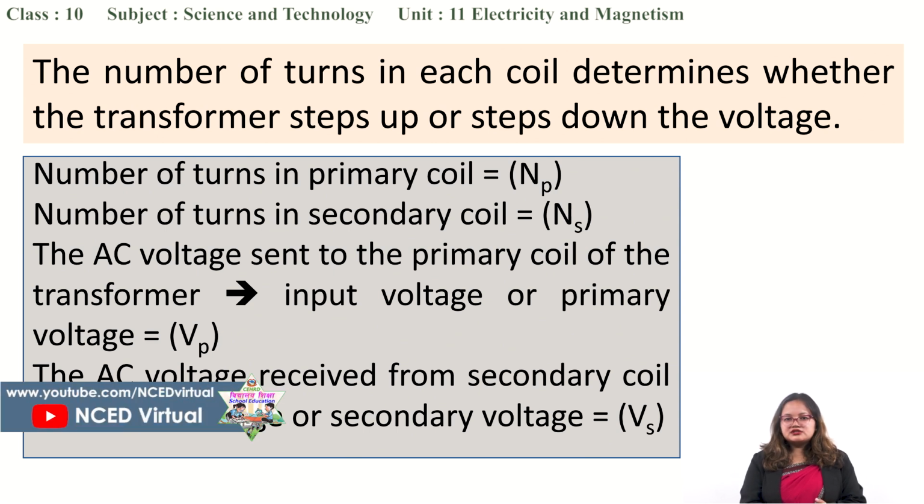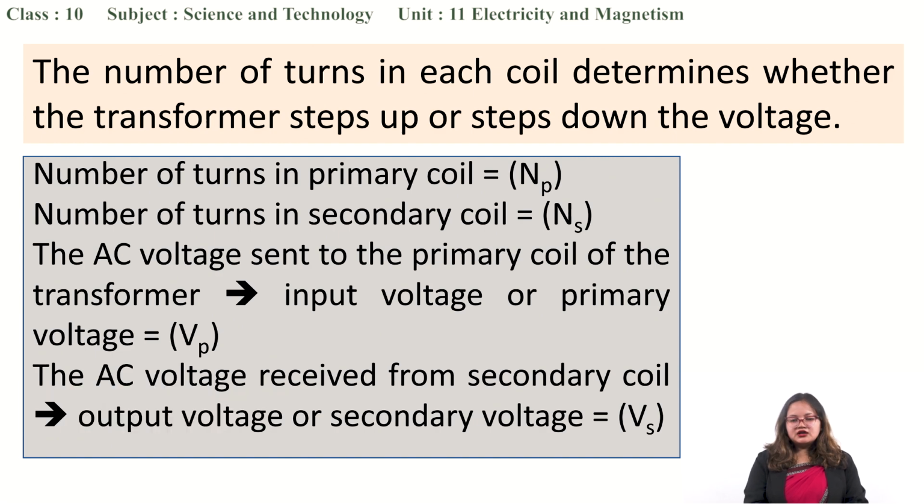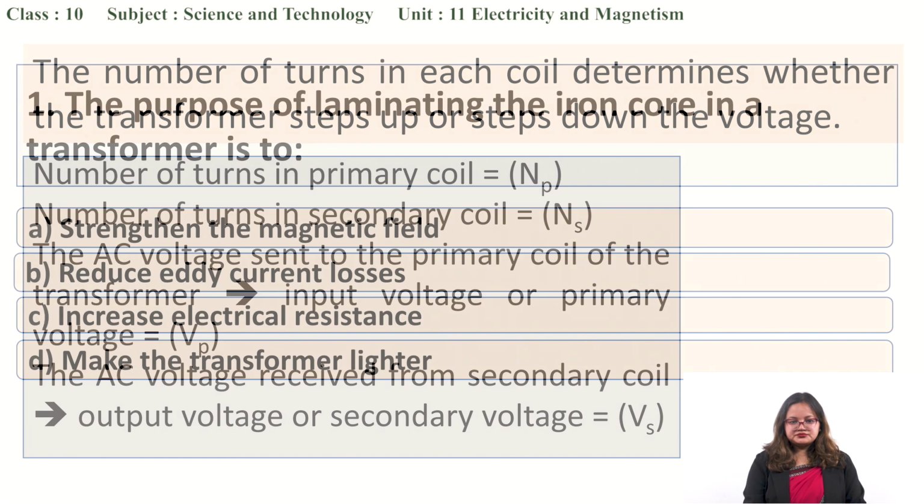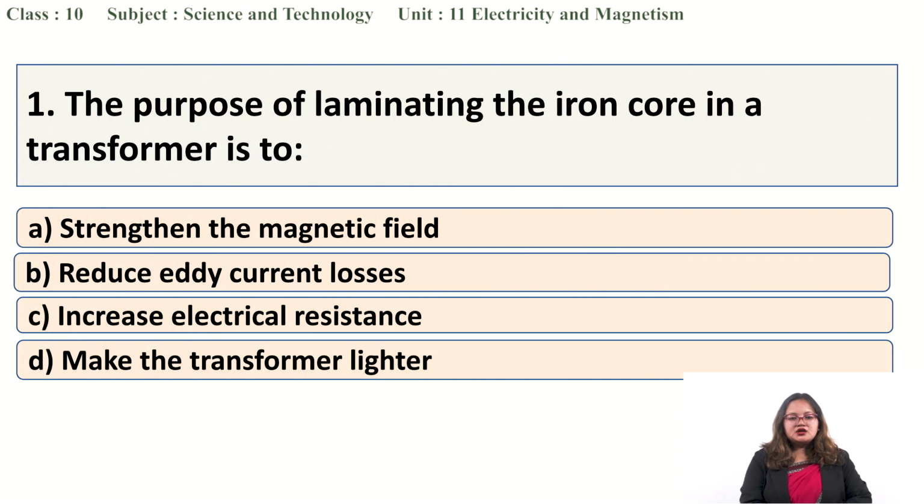So far we know about the working of the transformer. We know how it is constructed, what types of materials are used in a transformer, right? So now let's try to solve a few questions. The purpose of laminating the iron core in a transformer is to: A. Strengthen the magnetic field. B. Reduce eddy current losses. C. Increase electrical resistance. D. Make the transformer lighter.